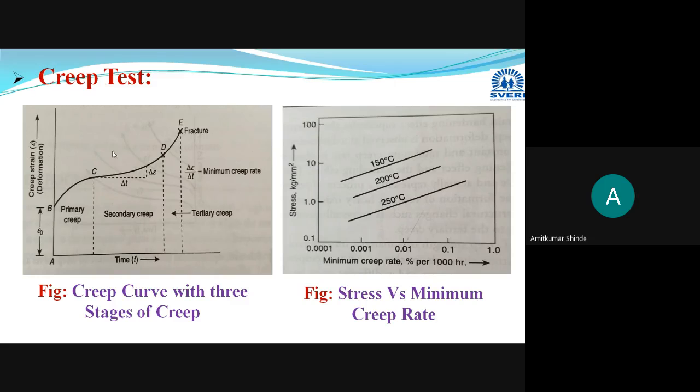Okay, this is the creep curve. Already I have explained how this curve is obtained. Now, you can observe from this diagram that this creep curve is divided in three parts. This is the first part, primary creep, secondary creep, and this is the tertiary creep.